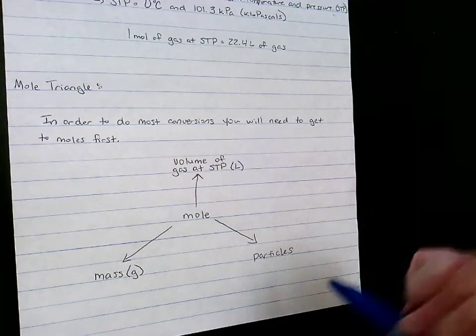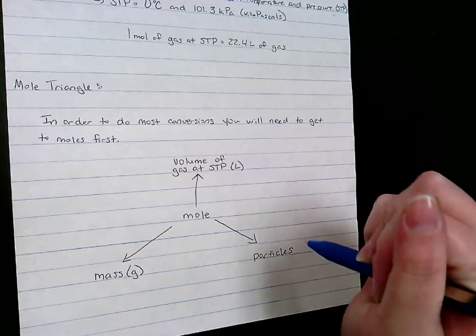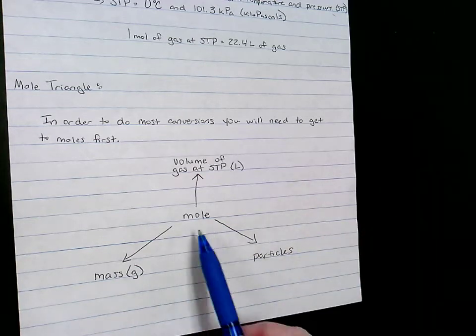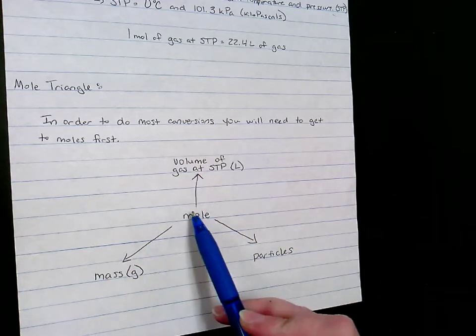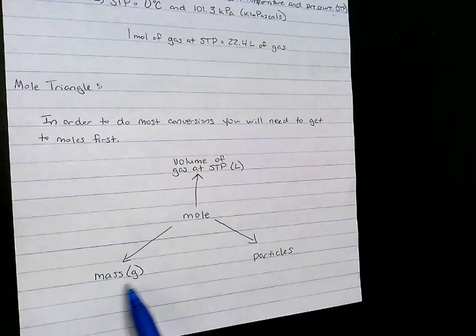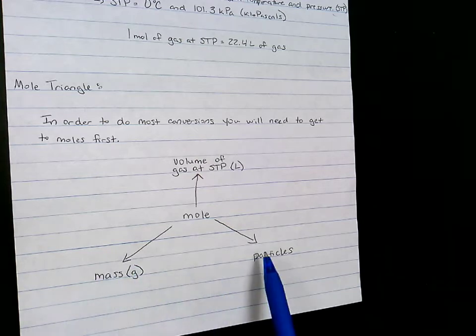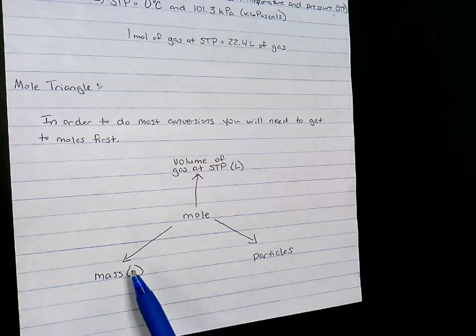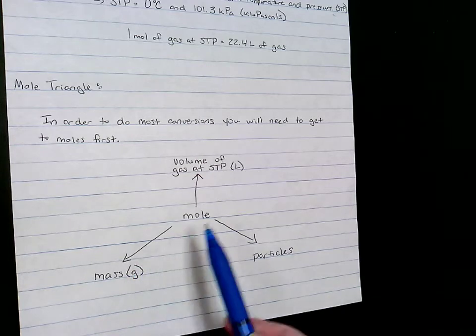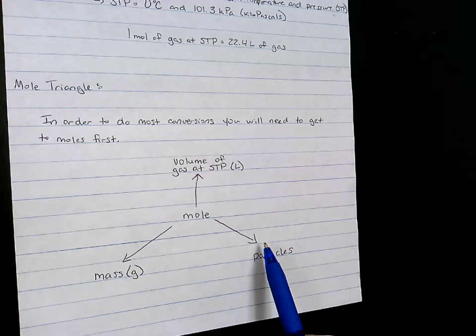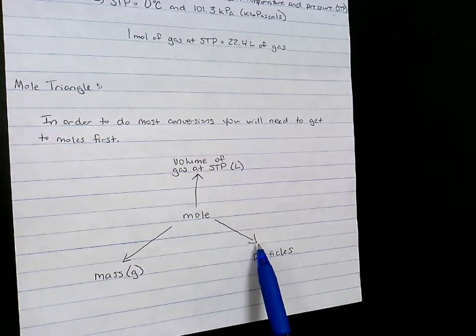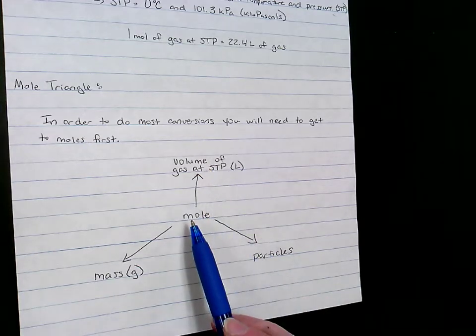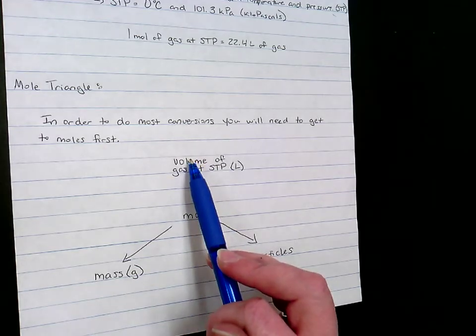For most of our conversions that we're going to be doing, we're going to have to get to moles first, and this is the reason why. Moles is like my superhighway, which allows me to go anywhere that I might want to go. But I cannot go directly from mass into particles. It doesn't work that way. I have to go to moles first, and then I can go from moles to particles. Or if I want to go from particles up to liters of a gas, then I'd have to, again, go from particles to moles, and then moles up to liters of gas.